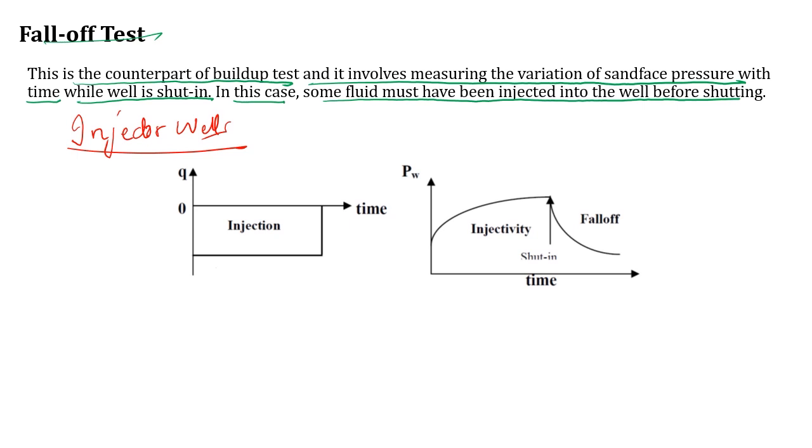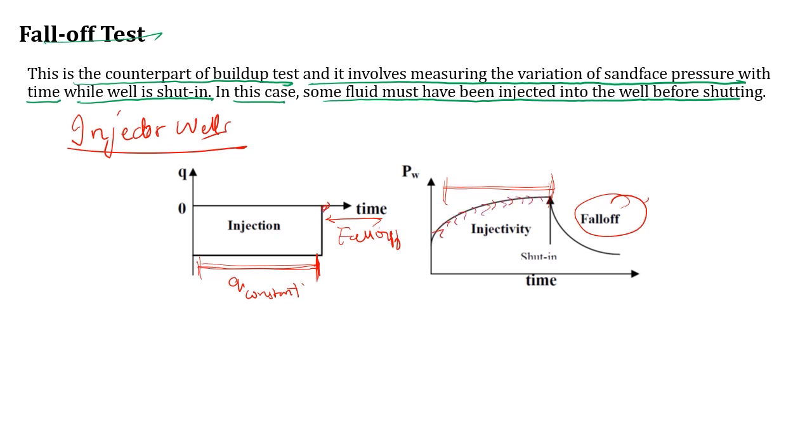Prior to the fall-off test, which starts at this time, I will inject some amount of fluid into the reservoir at constant rate. At constant Q, I will inject, and as I am injecting my pressure will rise, which is very obvious.